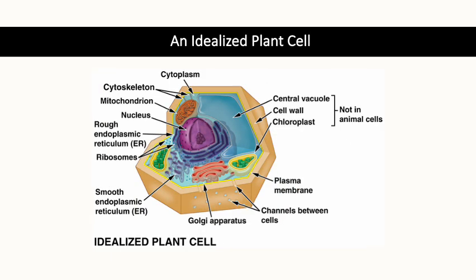Plant cells share many features with animal cells, but they also have structures that reflect their unique lifestyle. A rigid cell wall made of cellulose surrounds the plasma membrane, providing support and protection.